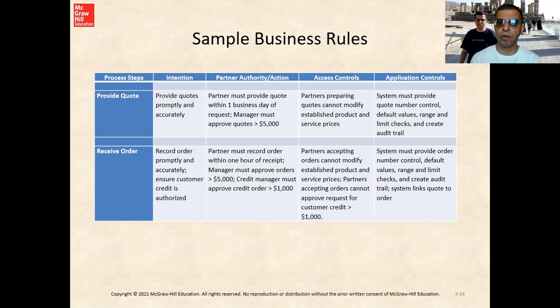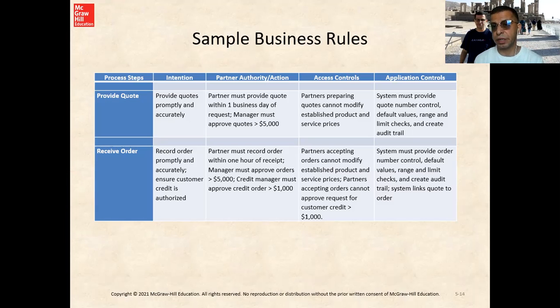So you want your partner to record it within 1 hour, otherwise you might have some kind of escalation in the situation. A manager must approve the order if it's more than 5,000. A manager must approve the credit order if it's more than 1,000. These are rules that you're putting in. Now, who has the access? Who has control? Well, the partner accepting the order cannot modify the established products and services once again. A partner accepting orders cannot approve the customer's request if it's more than $1,000. If it's more than $1,000, with add-ons or something like that, it has to go through the manager.